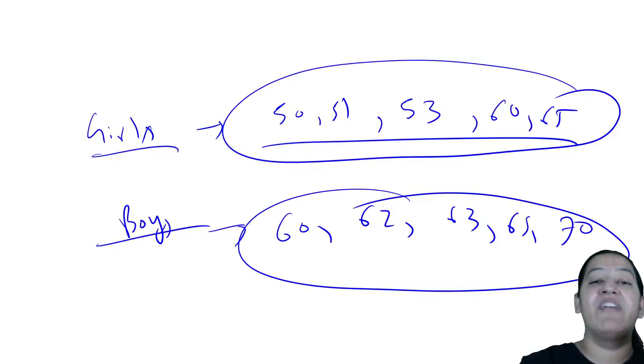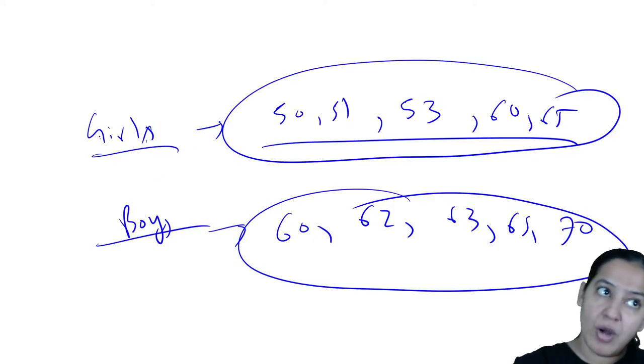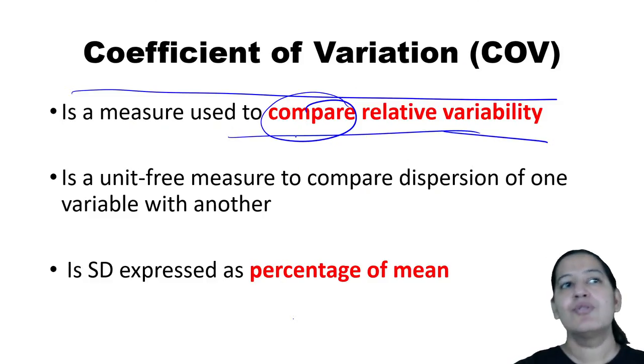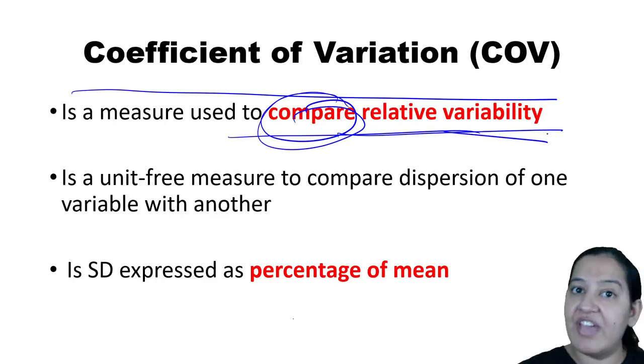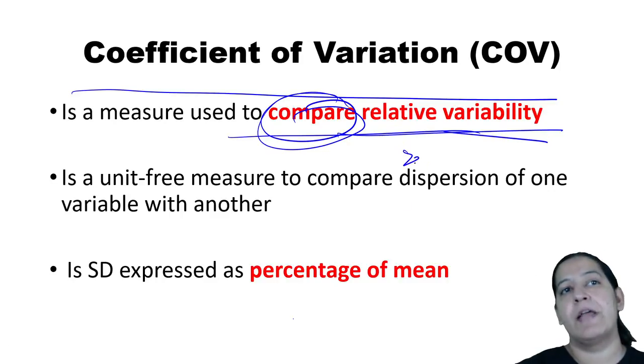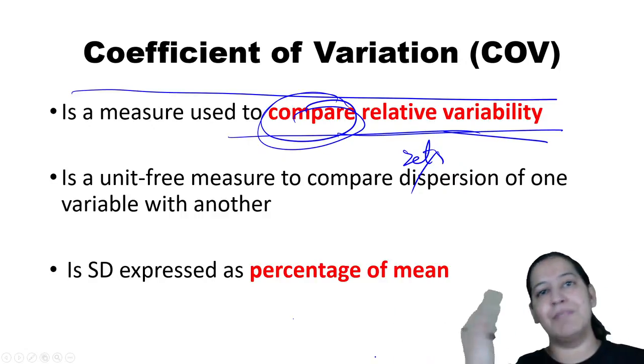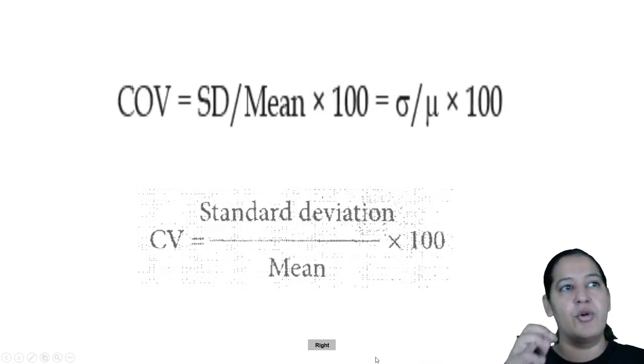If I want to compare which has more variance, if you want to compare the two sets, then the coefficient of variation will be useful for you. It is used to compare the relative variability in two sets of data. You are having two sets with you, and you want to compare whether the variability is more in this one or that one. So you can calculate like this.